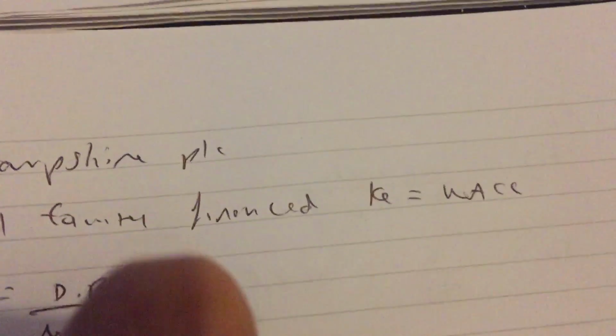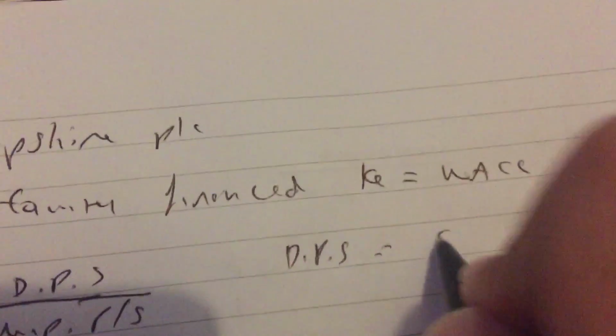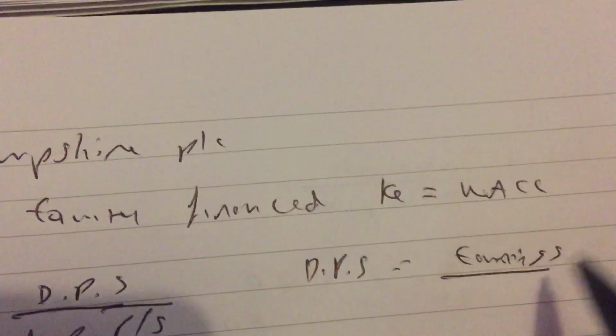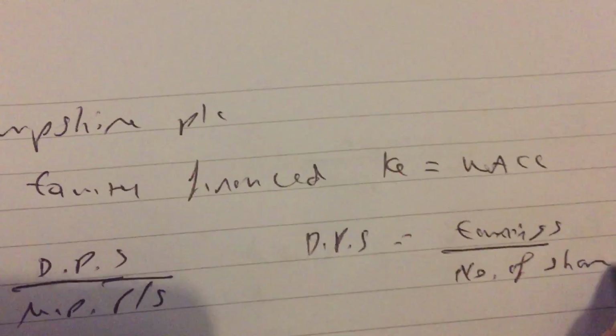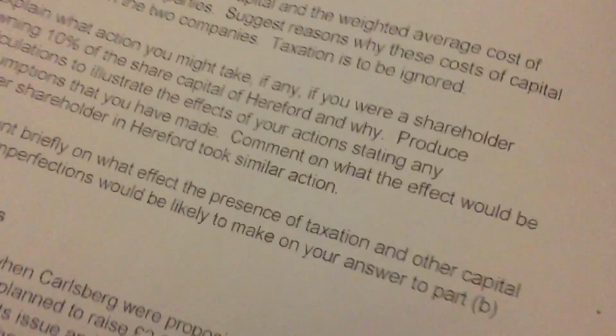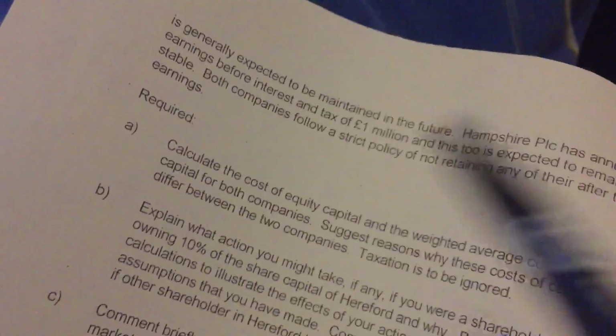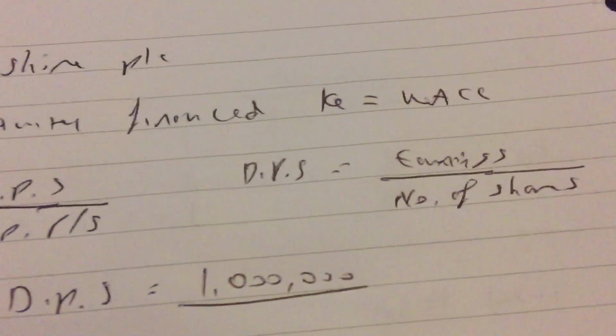So if it's all equity financed, we know that the cost of equity equals the weighted average cost of capital. Cost of equity equals dividends per share divided by market price per share, and dividends per share equals earnings, minus debt if there is debt, divided by number of shares. Hampshire PLC has annual earnings of 1 million before interest and tax. So earnings are 1 million, so dividends per share equals 1 million divided by number of shares.